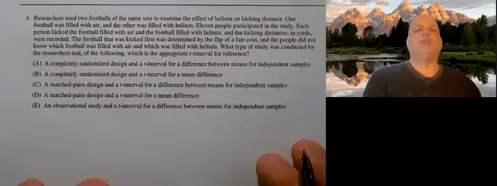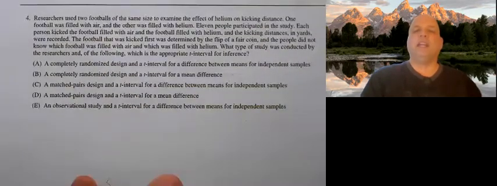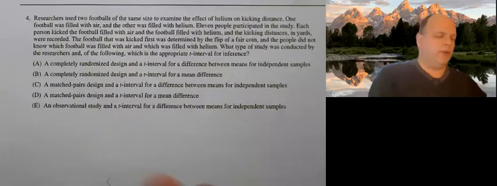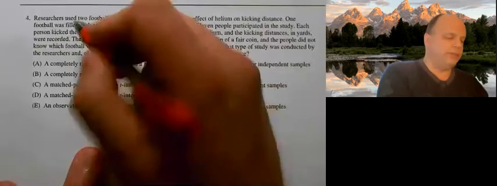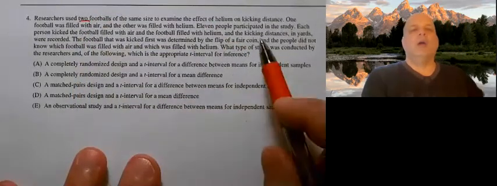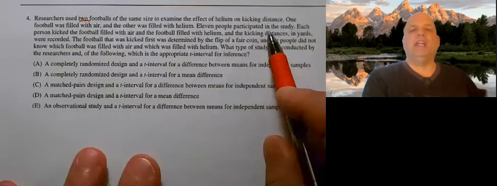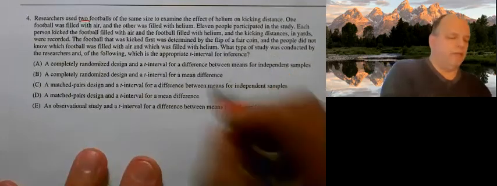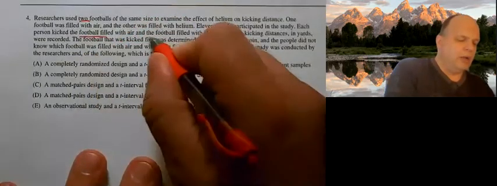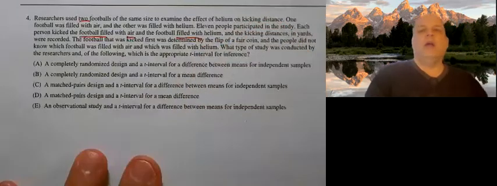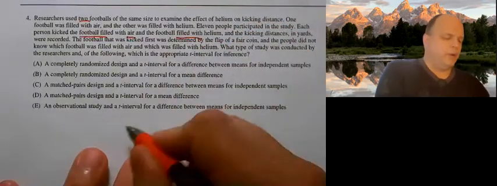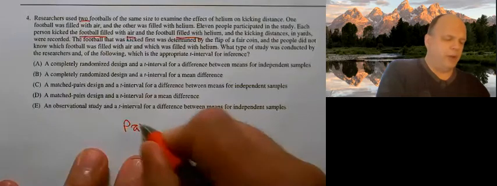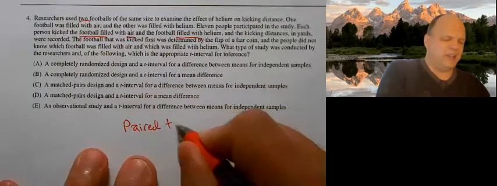Researchers used 2 footballs of the same size to examine the effect of helium on kicking distance. One football was filled with air and the other was filled with helium. So we have 2 footballs, all right, very important. 11 people participated in the study. Each person kicked the football filled with air and the football filled with helium. Oh, that's important. Each person did both. If they're doing both, this is probably some sort of a paired t-test.